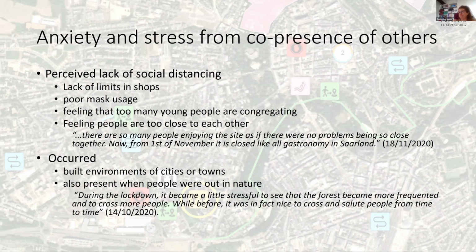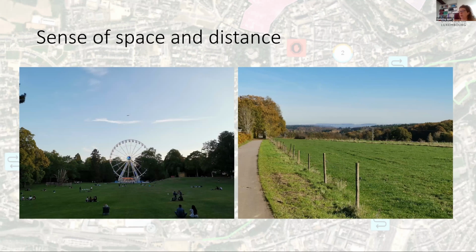So what might all this mean? Well, we have anxiety and stress from the co-presence of others. So how does one design places to reduce anxiety and stress in pandemics caused by being in the proximity of others? So we have a question here that we need to answer. We have a sense of space and distance that was considered to be important to our participants. So to obtain respite from the virus, people needed to feel a sense of space and distance. How do you do that in our dense urban spaces? So what challenges does this present for modern urban planning if we want to create cities that are resilient for future pandemics?